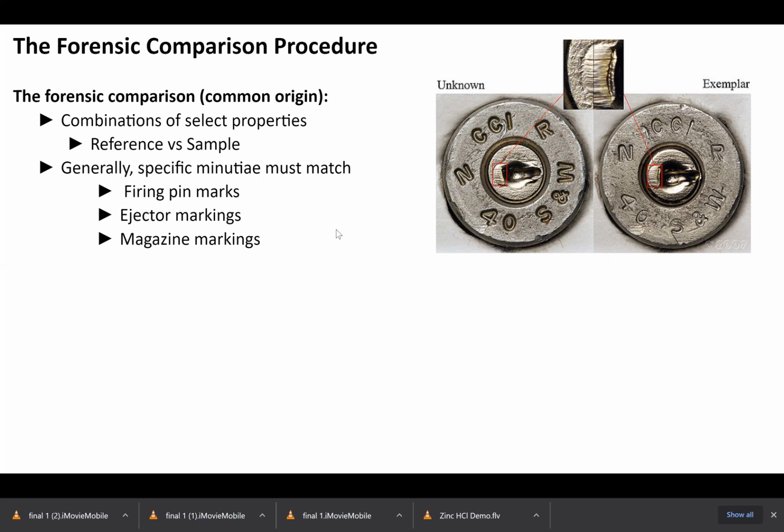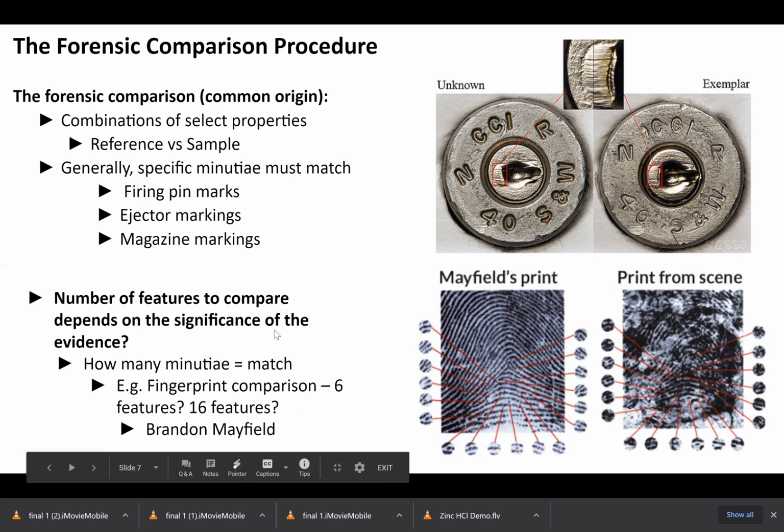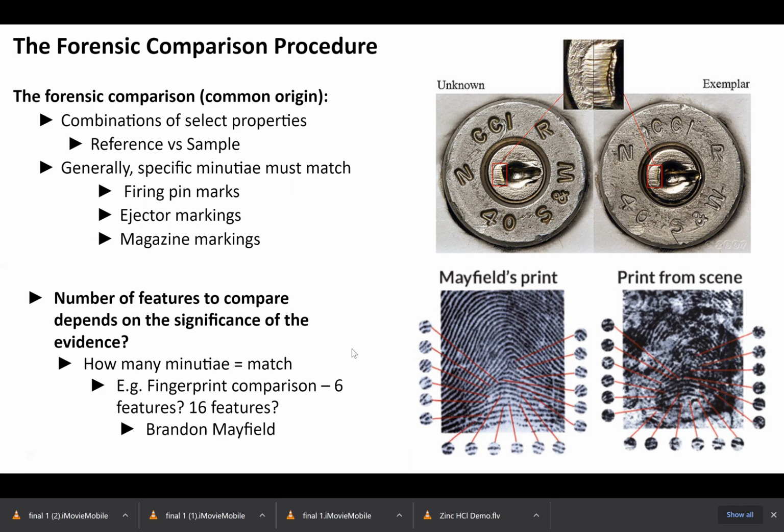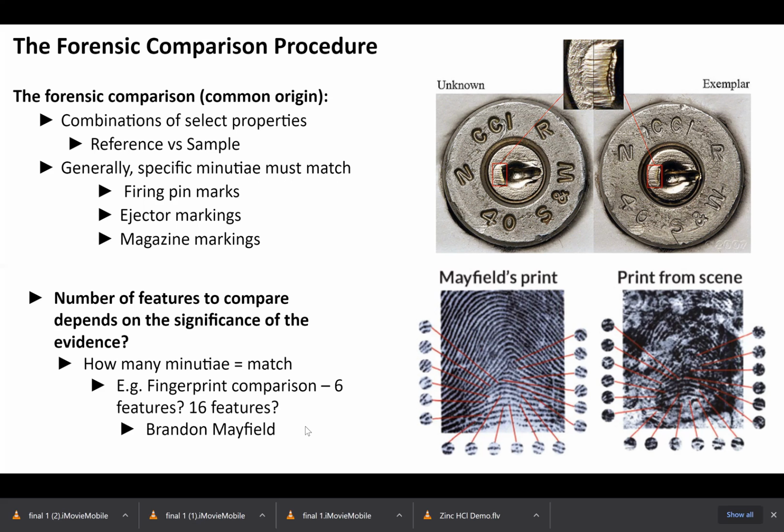In a bullet comparison, the firing pin marks, or the ejector markings, or the magazine markings have to exactly match. For a fingerprint, there are all these ridges and whorls and loops that need to match. And for fingerprints, there's usually a set number of features that must match for it to be valid. I want to say it's in the 10 to 13 point range. I'd have to look that up. I'm not totally sure, but it's a certain amount to give a pretty good reliability.